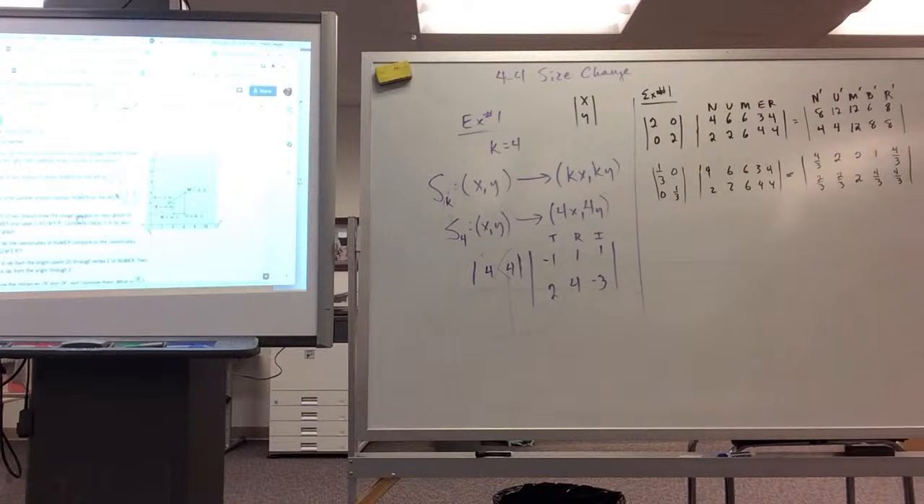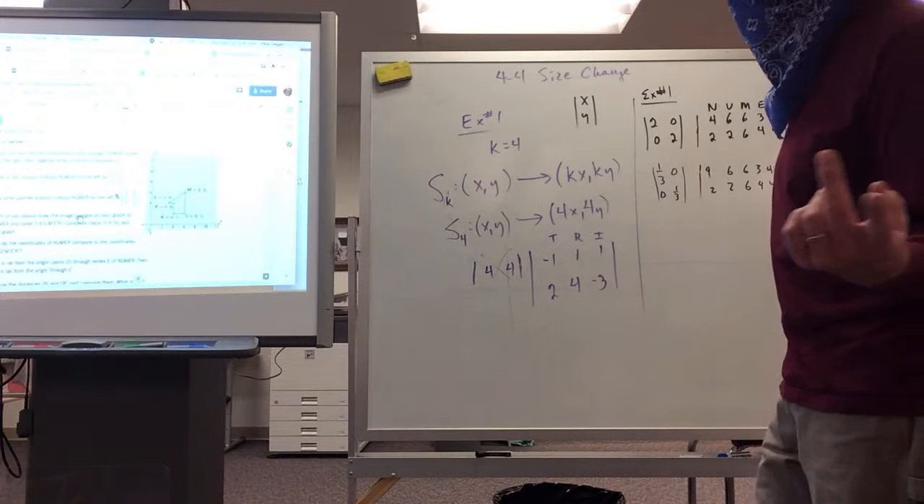Oh, never mind. So now there's your new matrix, and if you plot it, then you'll see that it's a third the width and a third the height, or twice the height, twice the width.